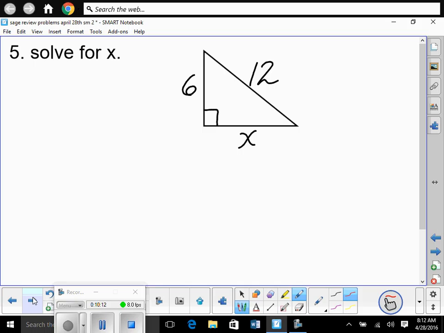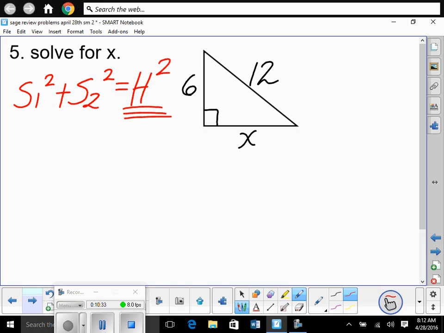So in this picture, we know it's going to be side 1 squared, right? You guys learned it maybe back in the day as a squared plus b squared is equal to c squared, but I don't say it like that because then people get too caught up in what's a, b, and c. So it's really just side 1 squared plus side 2 squared is equal to the hypotenuse squared. The hypotenuse has to be on that side of the equation or you will get it wrong. So looking at this, we'll do 6 squared plus what squared? x squared is equal to our hypotenuse 12 squared.